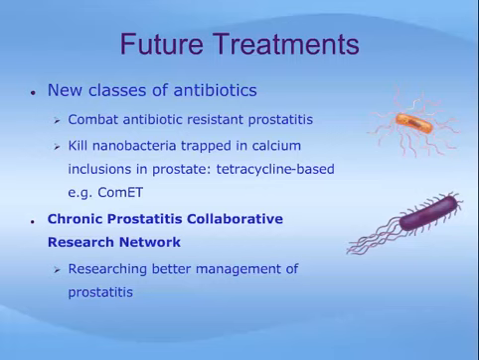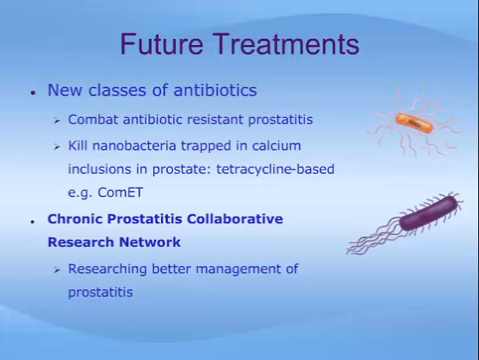Researchers are addressing two issues with regards to antibiotic treatment of prostatitis. A common drawback of the overuse of antibiotics is the development of resistant bacteria. Thus, research is concentrating on developing new antibiotics to combat antibiotic-resistant prostatitis. The second issue is the presence of bacteria trapped in calcium inclusions within the prostate. This phenomenon is believed to be more common in older chronic prostatitis patients. These so-called nanobacteria are not targeted by traditional antibiotic treatments.